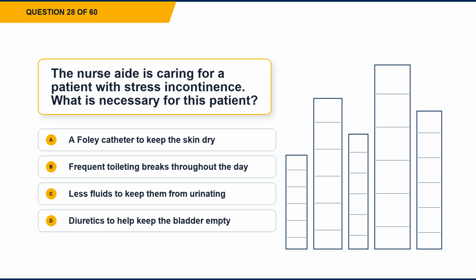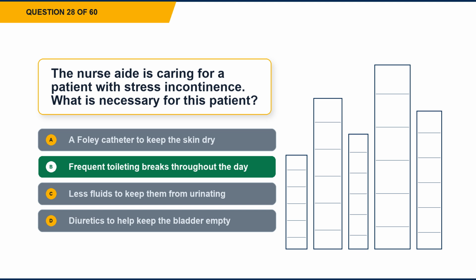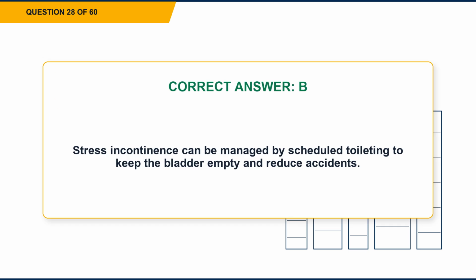Option B, frequent toileting breaks throughout the day. Option C, less fluids to keep them from urinating. Option D, diuretics to help keep the bladder empty. The correct answer is option B, frequent toileting breaks throughout the day. Explanation: stress incontinence can be managed by scheduled toileting to keep the bladder empty and reduce accidents.